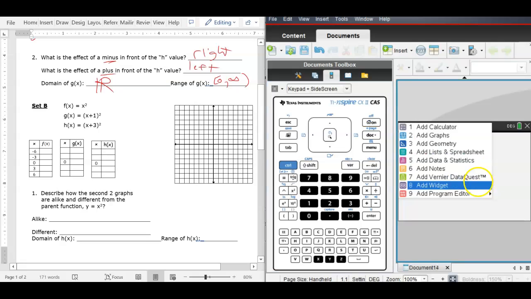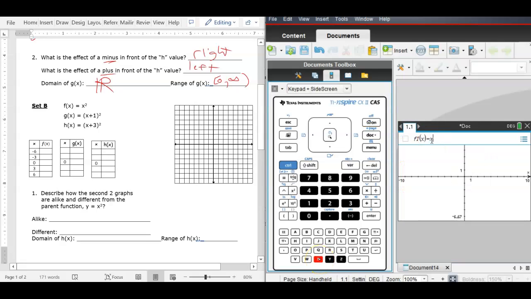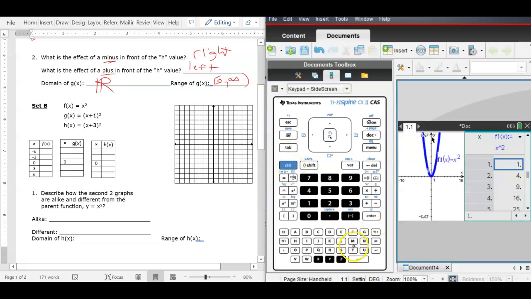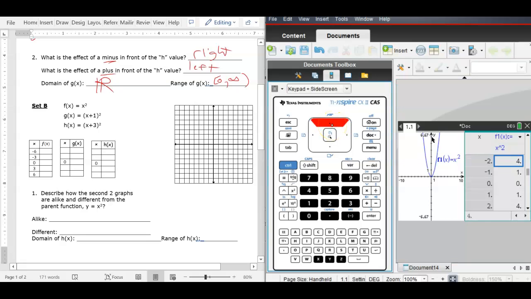when we graph this stuff on here, we know x squared is the parent function. And if I hit Control T, I should be able to get some points. We know negative 2, 4, negative 1, 1, 0, 0, 1, 1, 2, 4. That's f of x. Let's fill in this table. Negative 6, 36, negative 3, 9, 0, 9, 36.